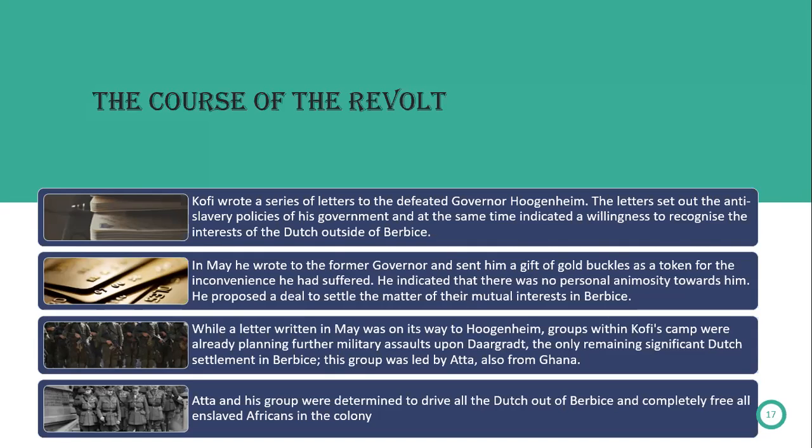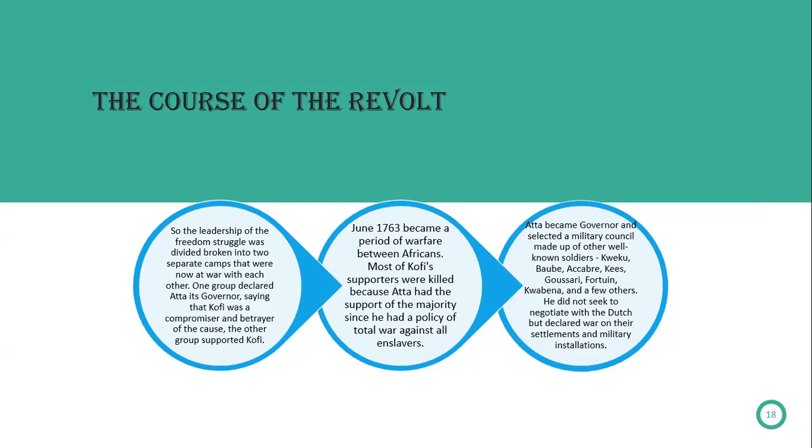While a letter in May was on its way to Hoogenheim, groups in coffee camps were already planning further military assaults on Dargat, the only remaining significant Dutch settlement in Berbice. Now, this group was led by Atta, also from Ghana. Atta and his group wanted complete freedom of all enslaved in the colony. And so the leadership of the freedom struggle was divided and broken into two separate camps that were now at war with each other. One group declared Atta as their governor, saying that Kofi was a compromiser and a betrayer of the cause. And the other group supported Kofi.